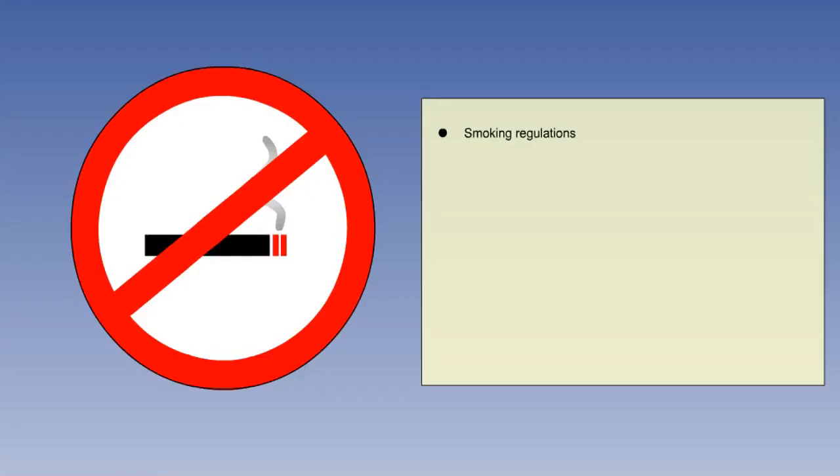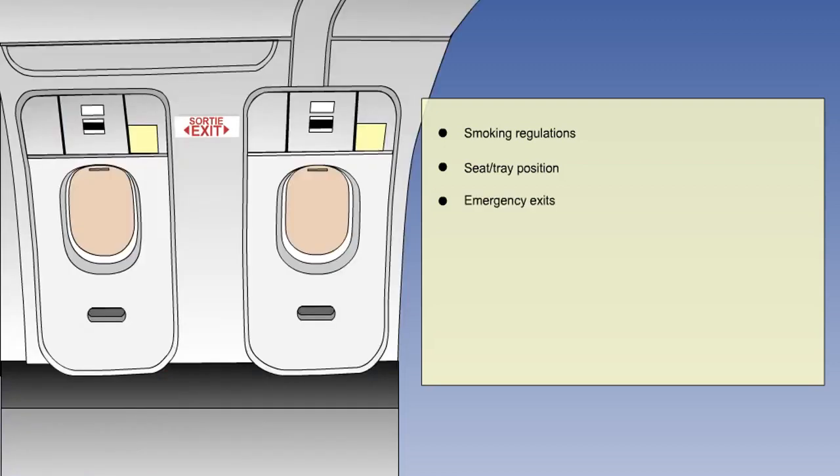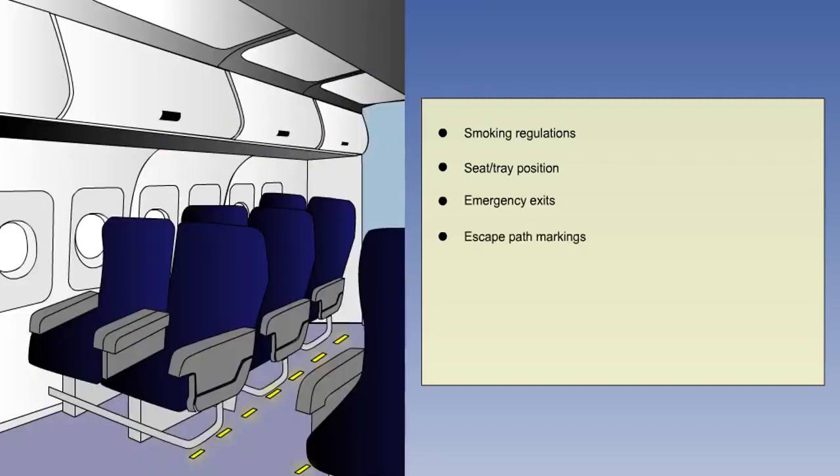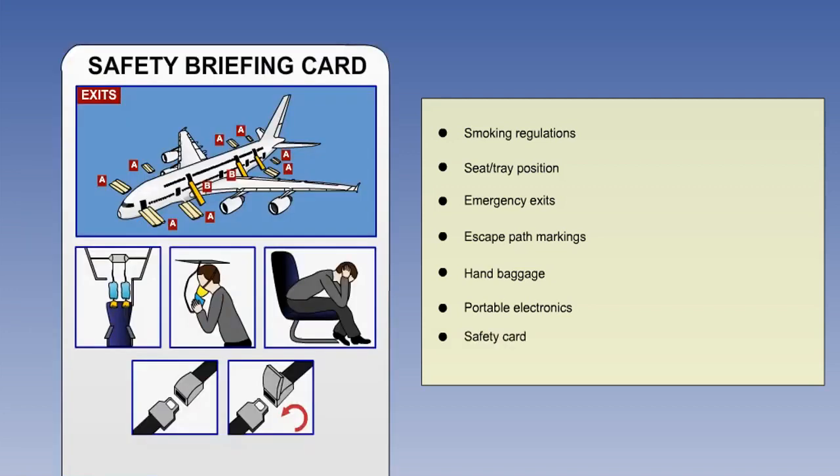Before takeoff: the smoking regulations, the position of the seat and tray table. The back of the seat must be in the upright position and the tray table stowed. The location of emergency exits. The location and use of floor proximity escape path markings. The stowage of hand baggage. Restrictions on the use of portable electronic devices. And the location and the contents of the safety briefing card.